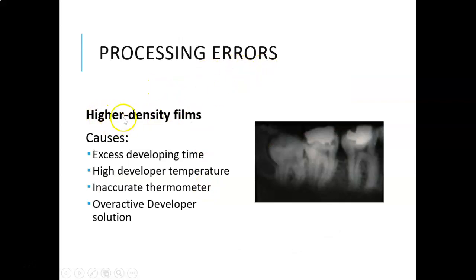Processing errors. So higher density films. If something has a higher density or is overall a darker film, some of the possible causes could be excess developing time. So the speed of going through the developer was too slow, and so they got overdeveloped. High developer temperature, if your developer is warmer than it needs to be. If there's an inaccurate thermometer and the temperature readings are off. Overactive developer, if you have really fresh solution and it's really active, it can darken your film as well.